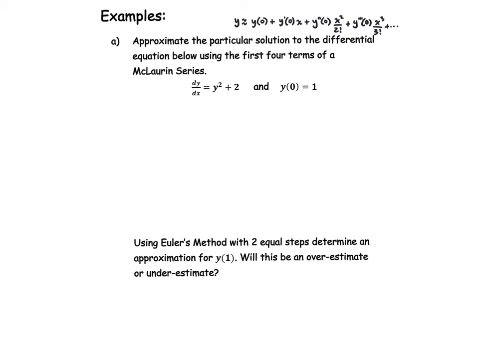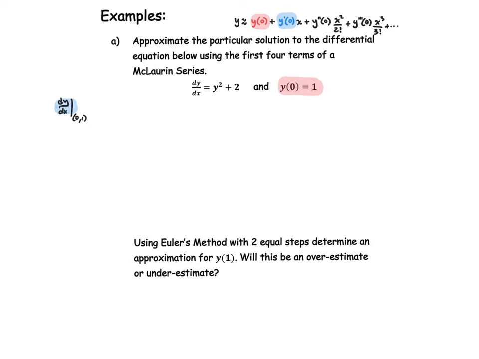So I can think of, of course, I know y of 0. I've got that right here. It's 1. So I've got that first term. Y prime at 0 is going to be equivalent to dy dx located at the point 0, 1.